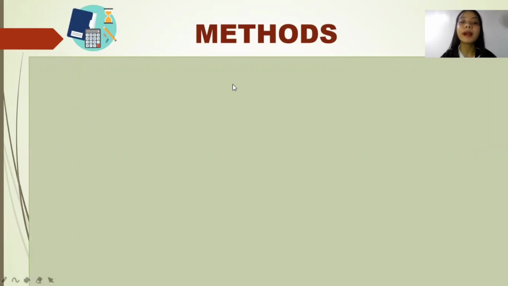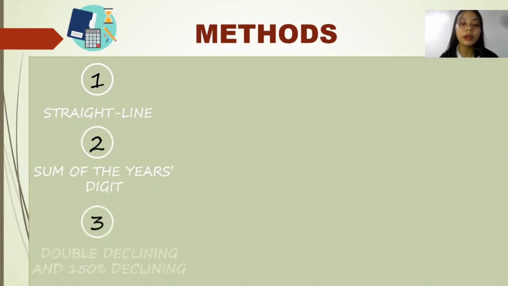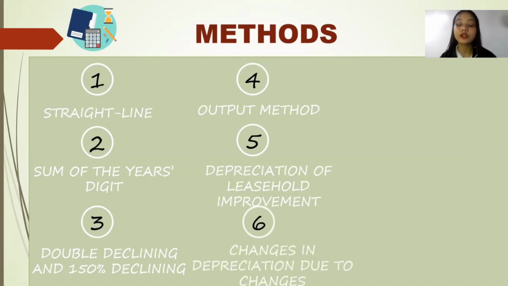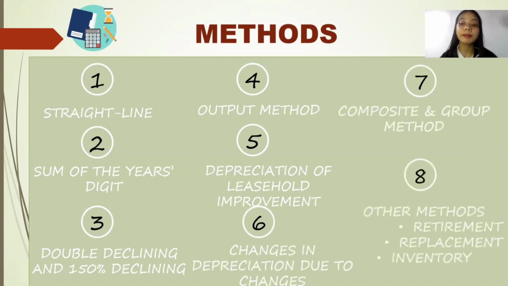There are methods para makuha natin yung depreciation. So, what are those? First, straight line method. Second, sum of the year's digit. Third, double declining and 150 declining. Fourth, output method. Fifth, depreciation of leasehold improvement. Sixth, changes in depreciation due to changes. Seven, composite and group method. Eight, other methods like retirement, replacement, and inventory. So, yung itatopic ko dito is first three methods muna. Straight line, sum of the years, and double declining, and 150 declining.